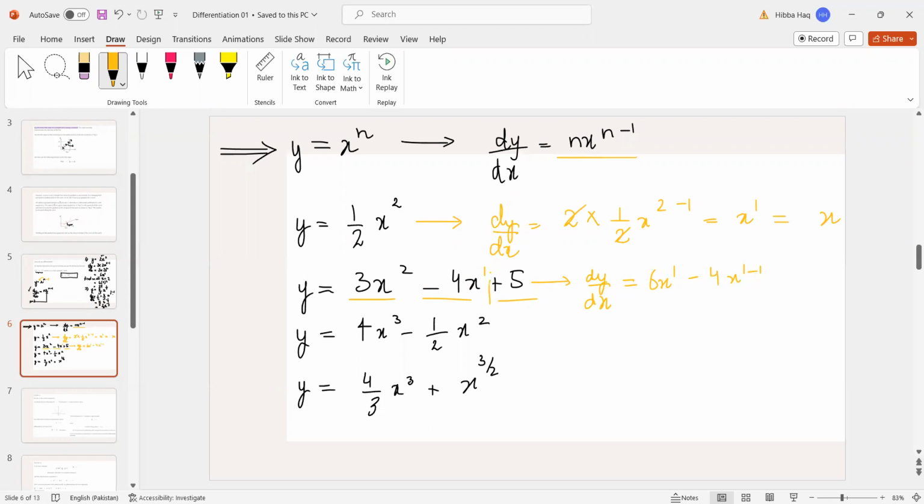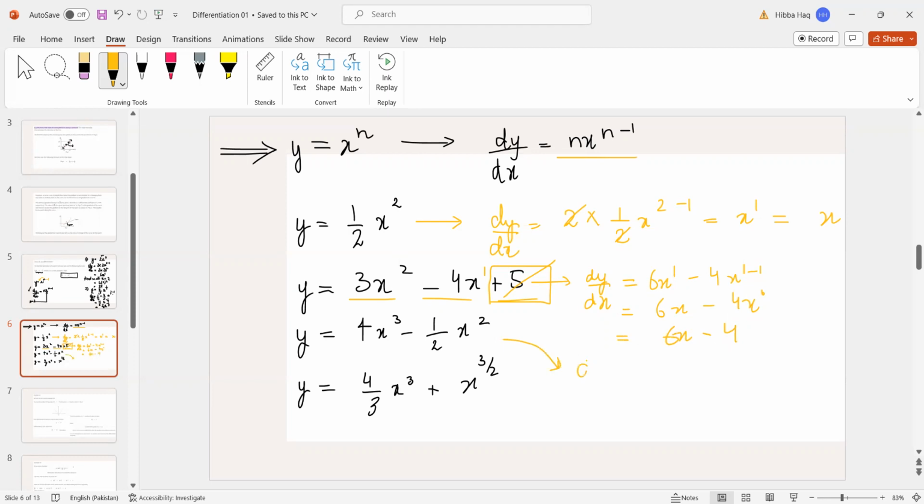Plus, always remember that the differential of a constant is always 0. So you just cancel it out. So you're going to be left with 6x minus 4x^0. Anything raised to the power of 0 is 1. So that is 6x minus 4. So this is the differentiated form. Let's look at the next example.